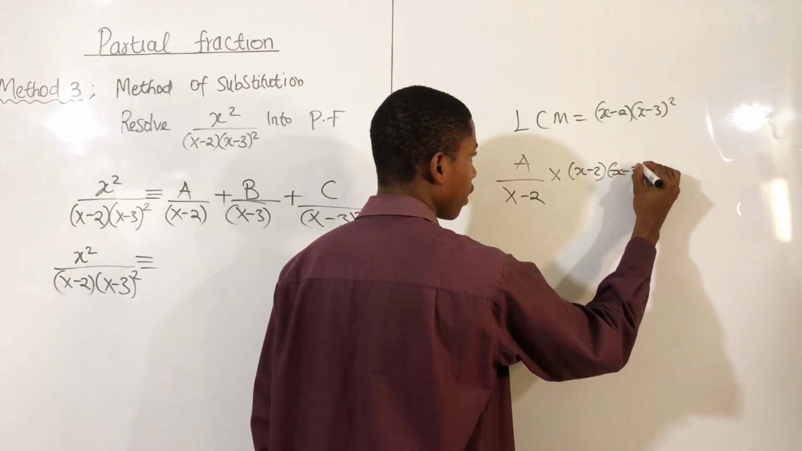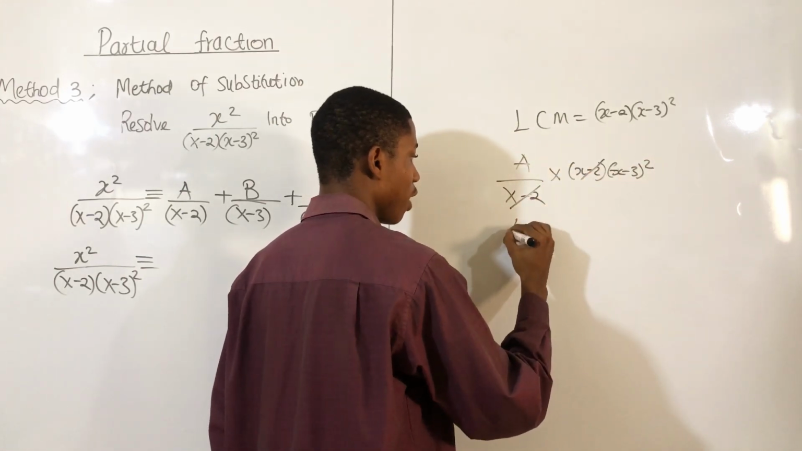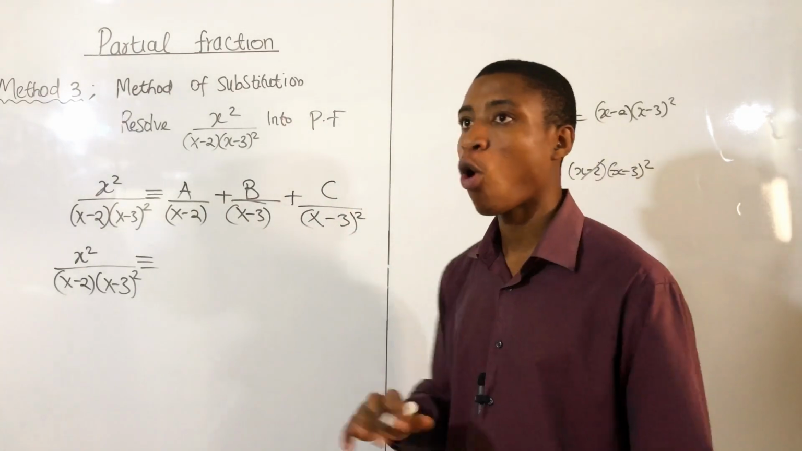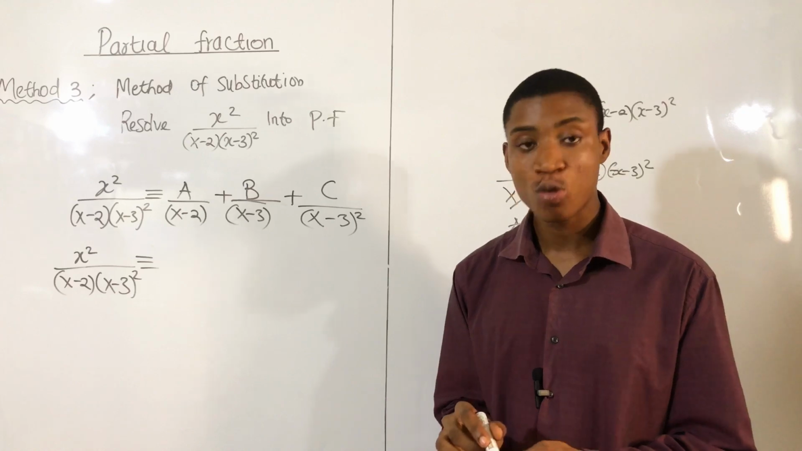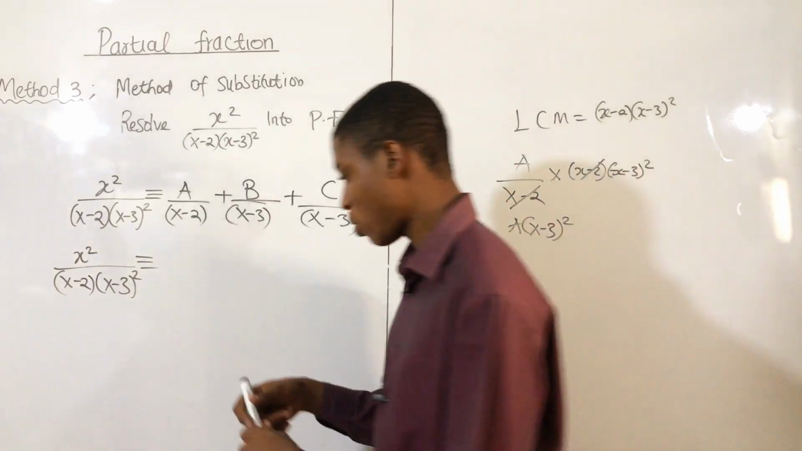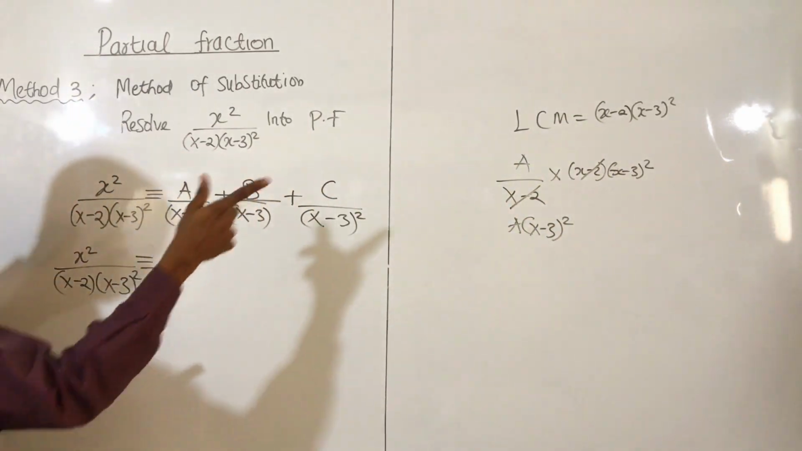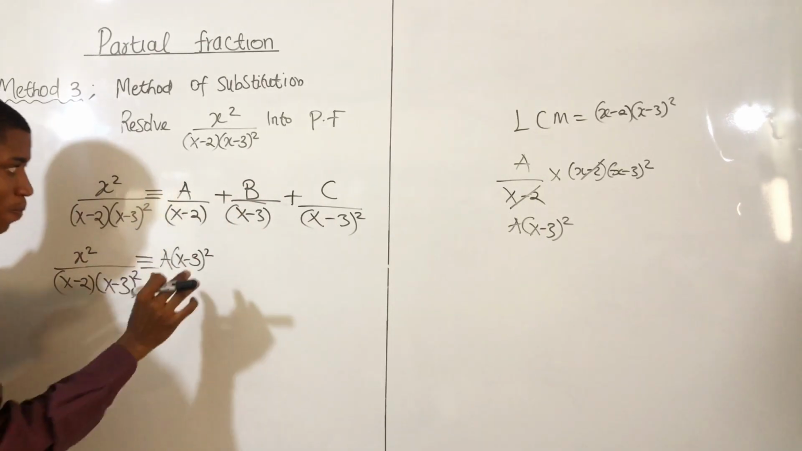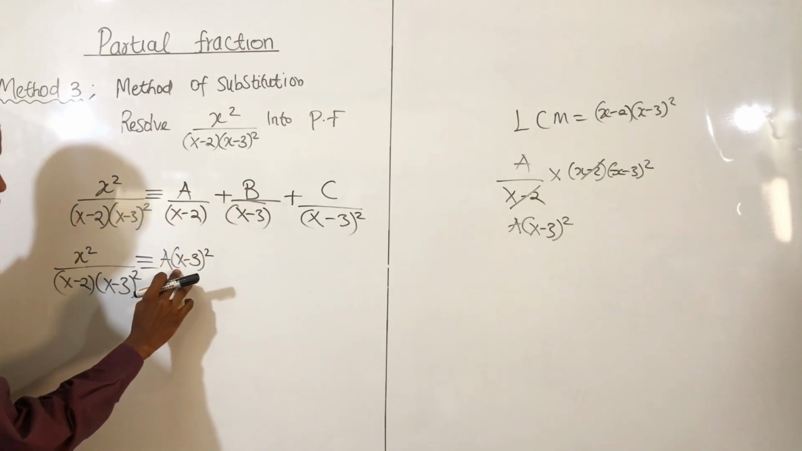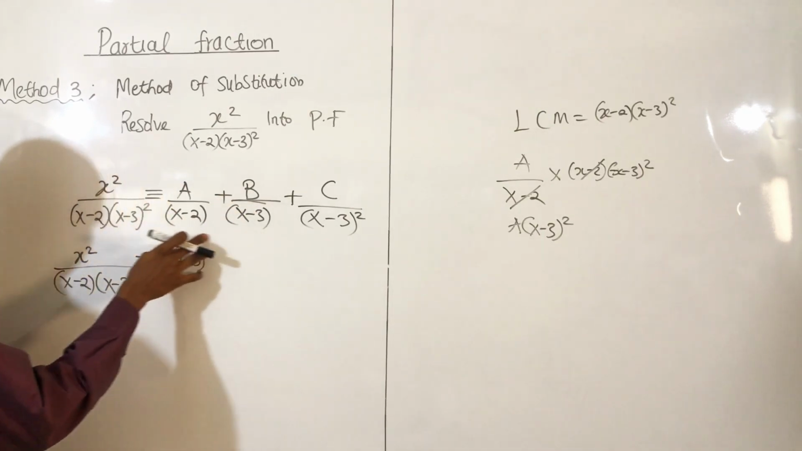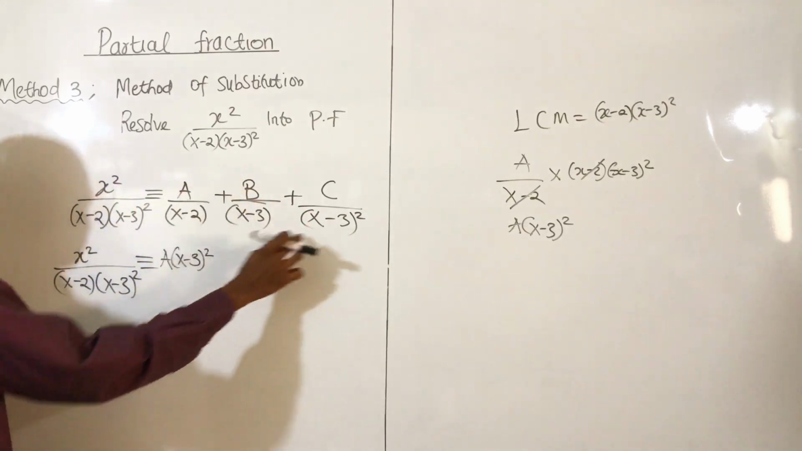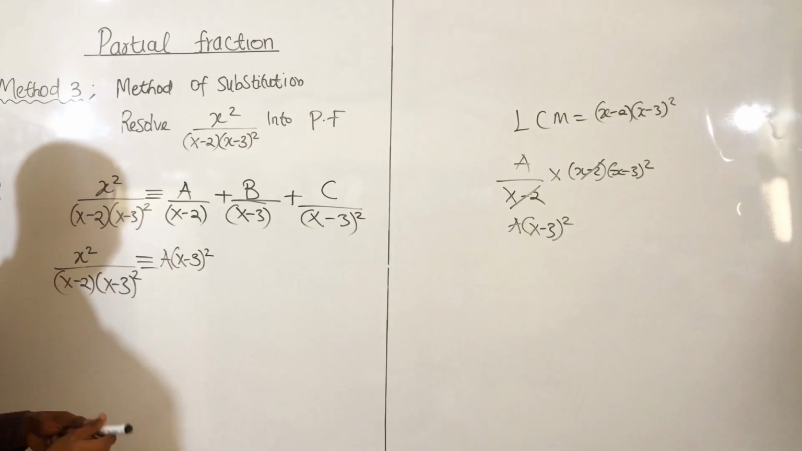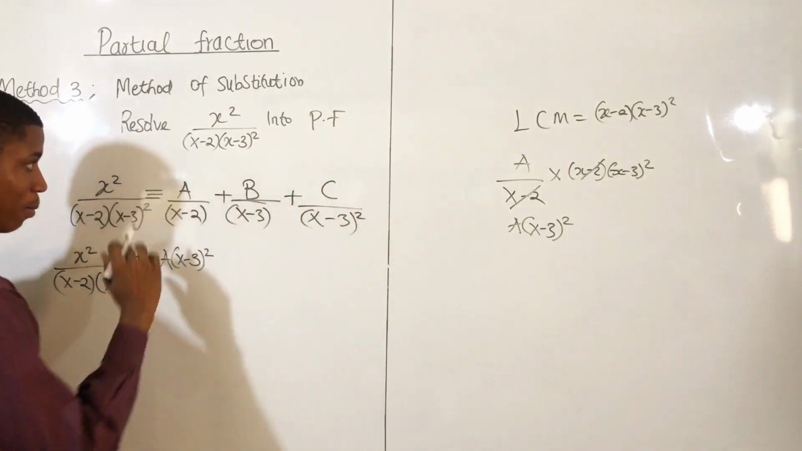This will cancel this. You have A(x - 3) squared. Do this for all the terms. So for the first one, this becomes A(x - 3) squared. To get this, take the LCM of all these things and use it to multiply this. This will cancel this. That's what we did here, right? That's what you do for all the cases of these individual fractions.